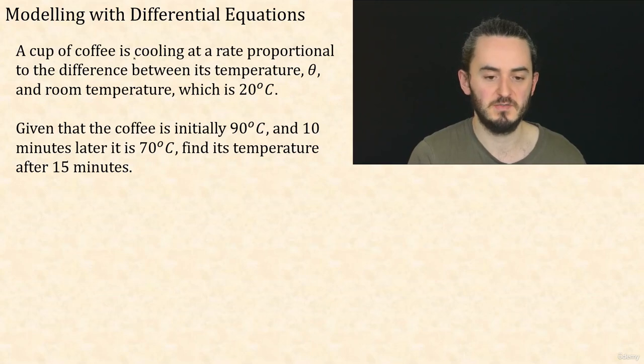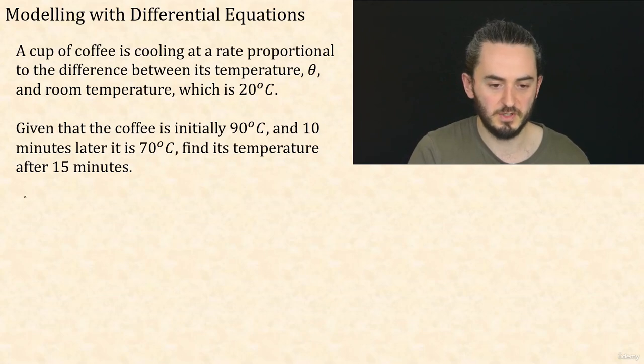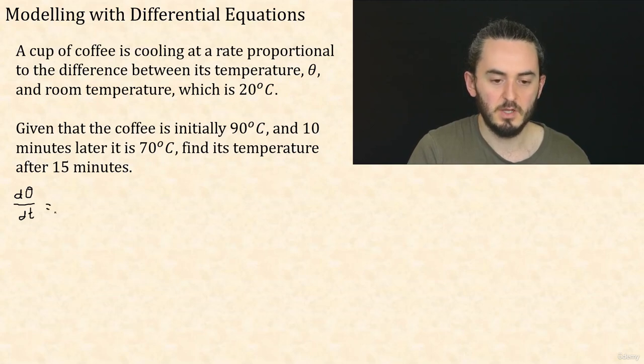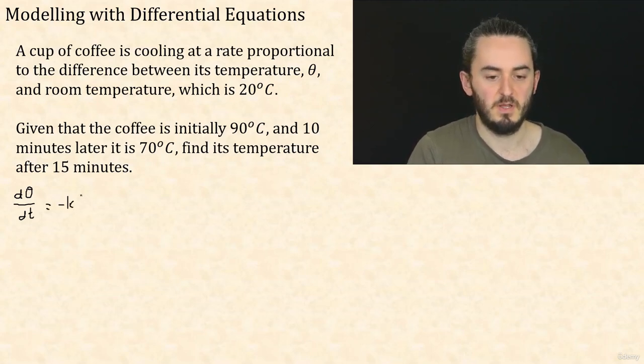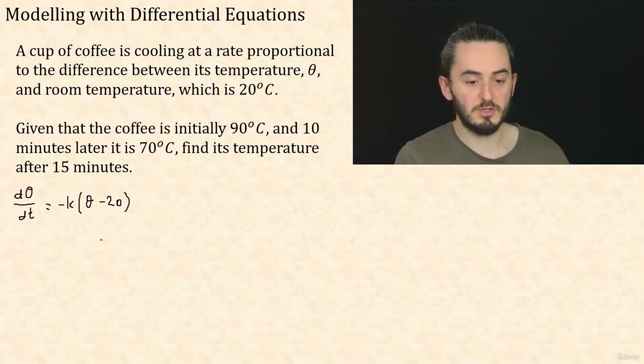We looked at this in the last video, cooling at a rate proportional to the difference between its temperature, theta, and room temperature. And we saw that the differential equation here is that the rate of change of the temperature, d theta by dt, was, and it's cooling, so we said that was minus k times the difference between its temperature, theta, and room temperature. So we need to solve this differential equation.